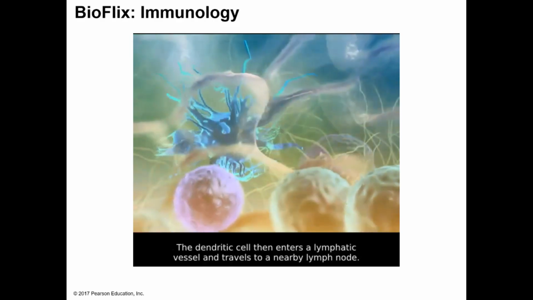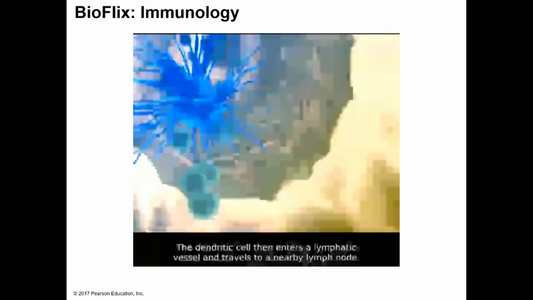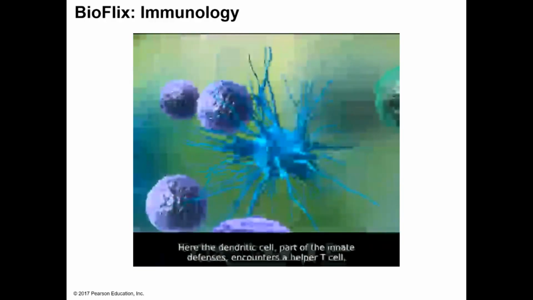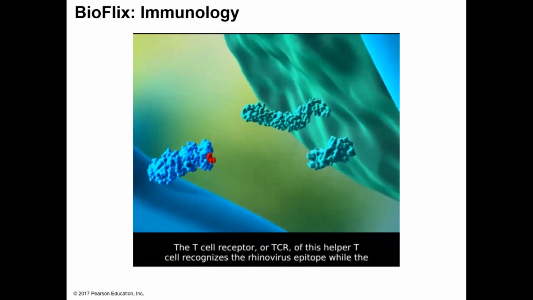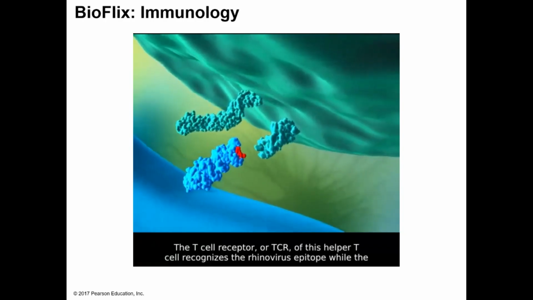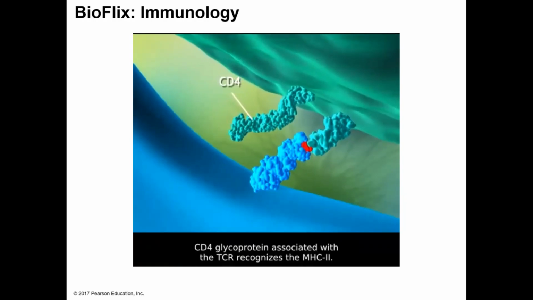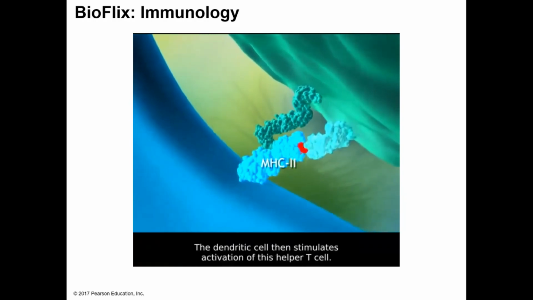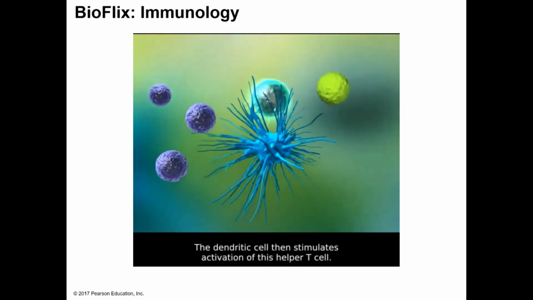The dendritic cell then enters a lymphatic vessel and travels to a nearby lymph node. Here, the dendritic cell, part of the innate defenses, encounters a helper T cell, which is part of the adaptive defenses. The T cell receptor, or TCR, of this helper T cell recognizes the rhinovirus epitope, while the CD4 glycoprotein associated with the TCR recognizes the MHC2. The dendritic cell then stimulates activation of this helper T cell.